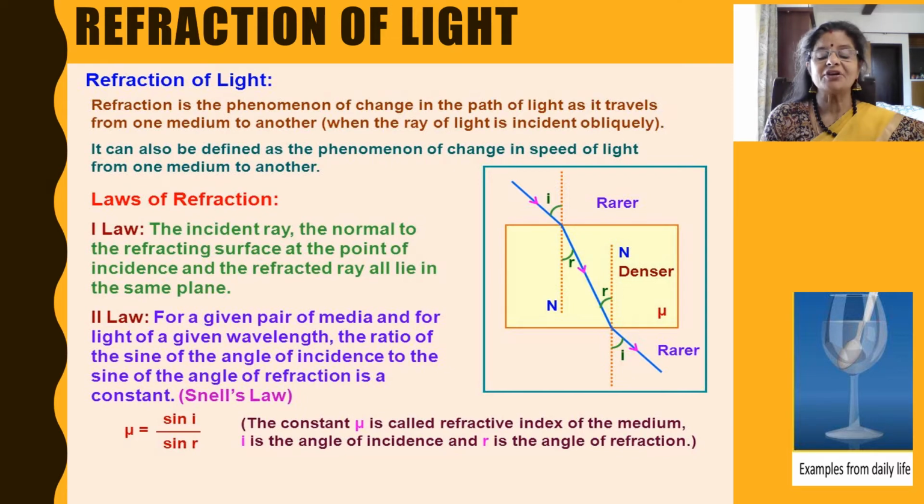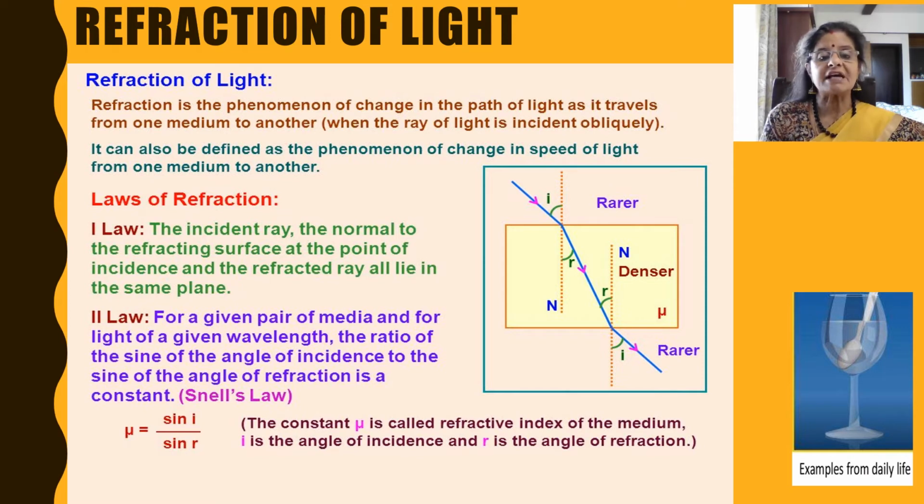Refraction is the phenomenon of change in the path of light as it travels from one medium to another when the ray of light is incident obliquely. It can also be defined as the phenomenon of change in speed of light from one medium to another. Observe the picture. Now, refraction occurs due to two laws. What are the laws of refraction?